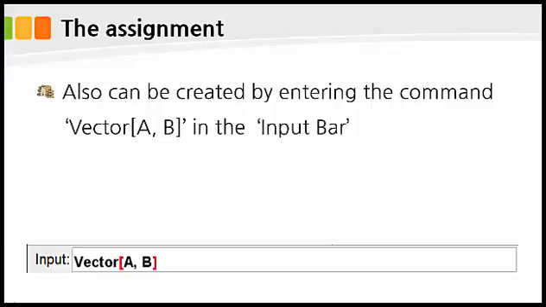The vector can be created by entering the command vector A, B in the input bar as shown in the figure. The vector, which connects the point A and C, can be created in the same way.